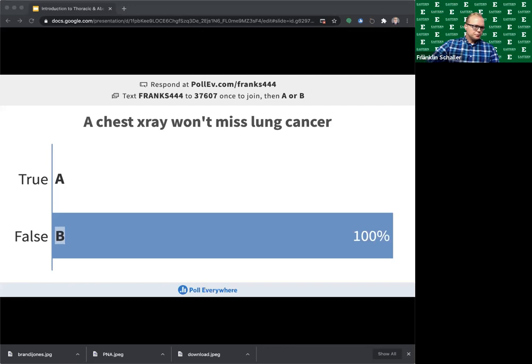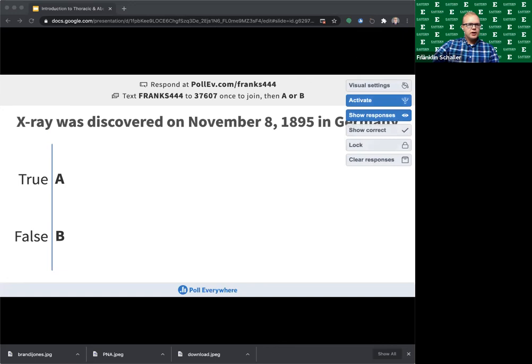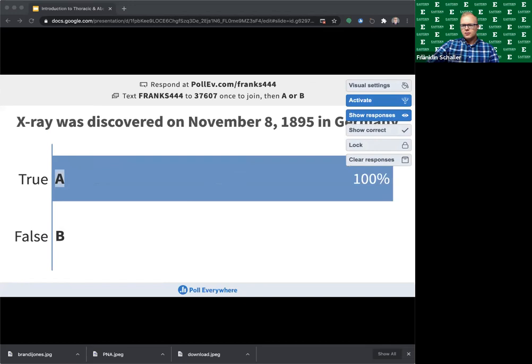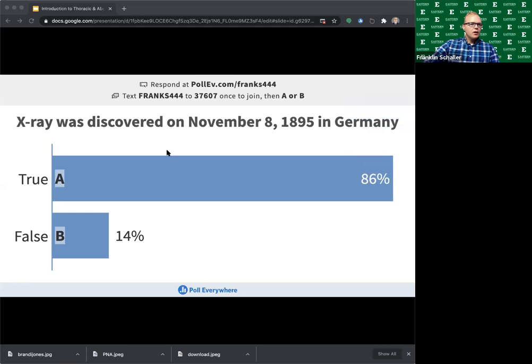How about this one? X-ray was discovered on November 8th, 1895 in Germany. Sound plausible, maybe? I wonder if anybody is fast typing Google asking this question, or if it's just not that serious. The answer here is true. It was discovered on November 8th, 1895 in Germany. Now you have some dinner talk for later on today. How about this one? A kidney stone can be discovered by x-ray. True or false?